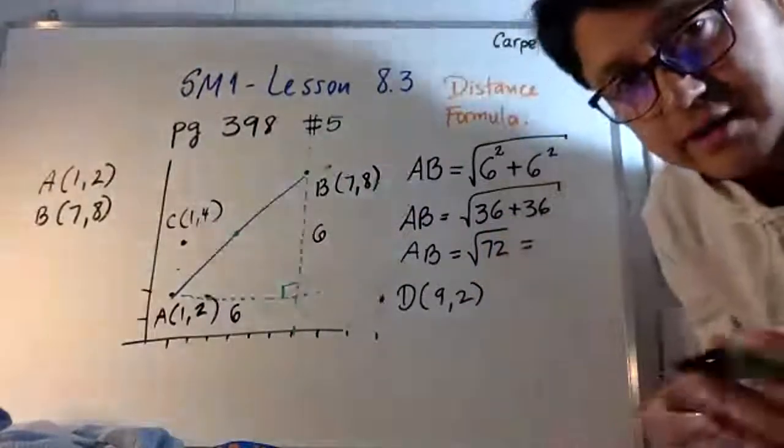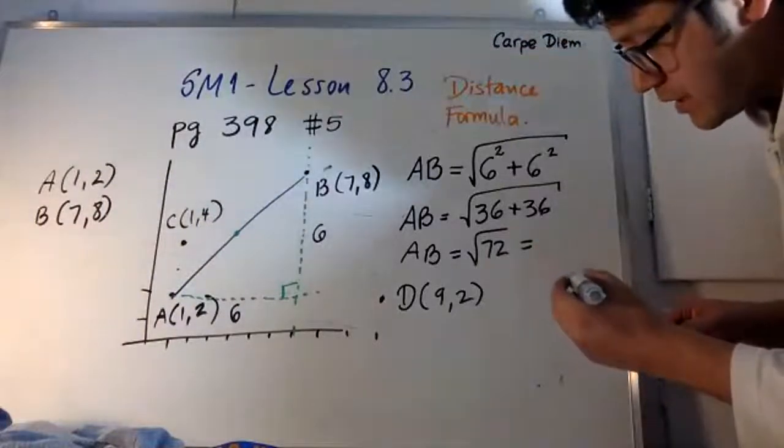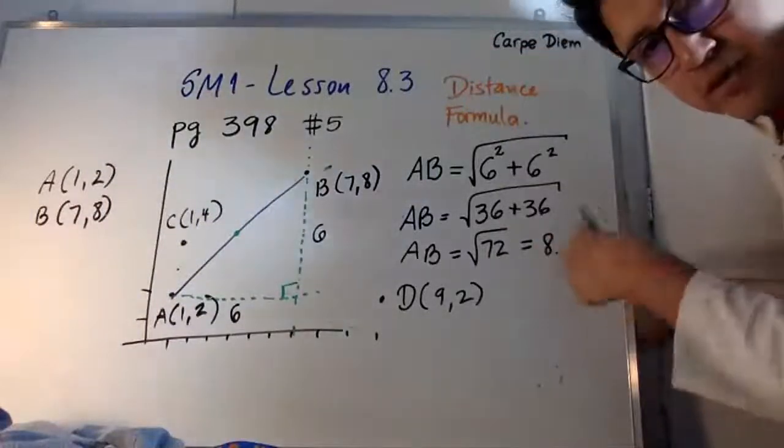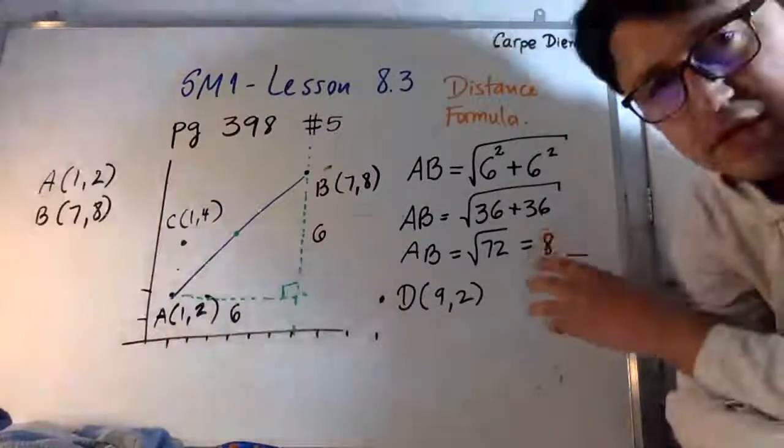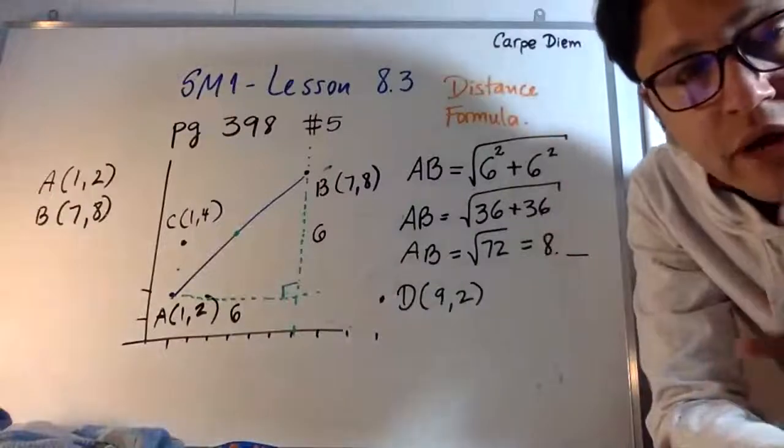Use your calculators, and then you got it. This is approximately 8.5, or 6 root 2. You find it, okay? But this is irrelevant because the calculator is going to give it to you. You know, it's the square root of 72. But now you know how to solve it.